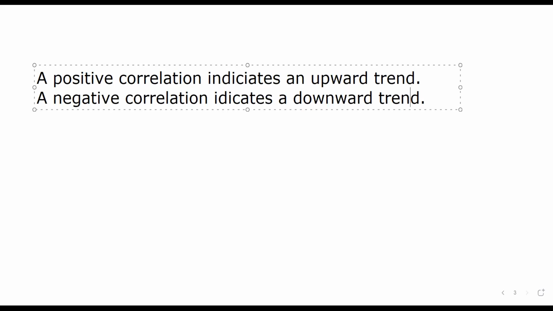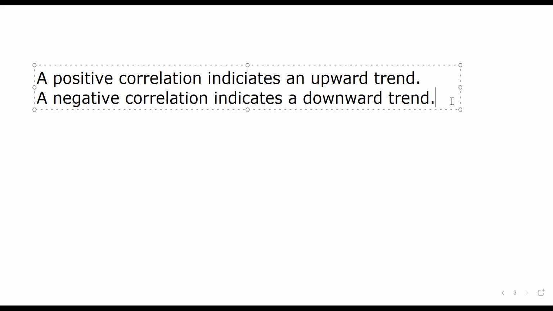Now, I haven't told you how to calculate this number yet. And the good news is, for the most part, we won't. For the most part, all we're going to do is look at the value and interpret it. But that only answers the first question, which was, what direction is this trend for the scatter plot? Are they going upwards or are they going downwards? Positive correlation means up. Negative correlation indicates a downward trend.